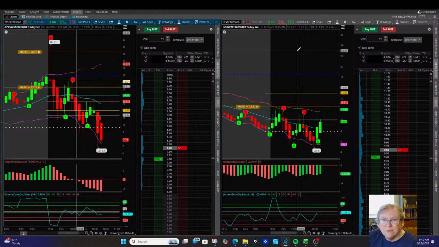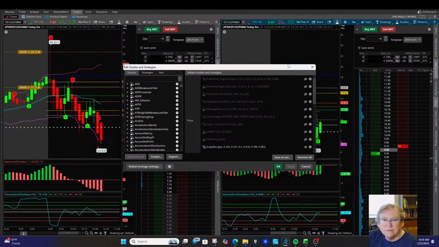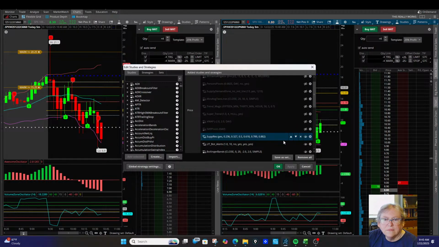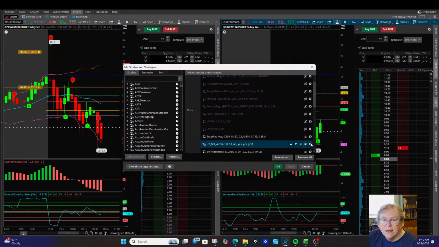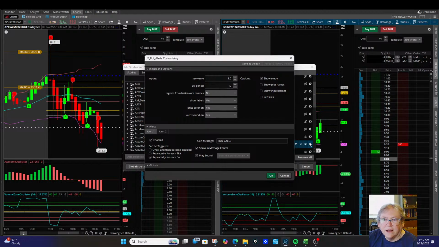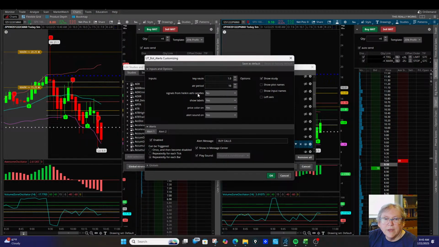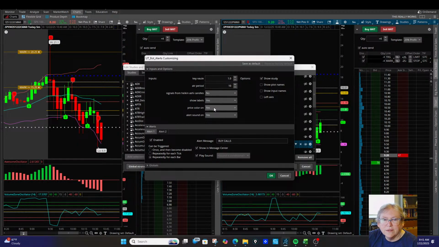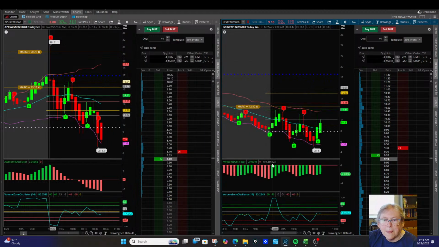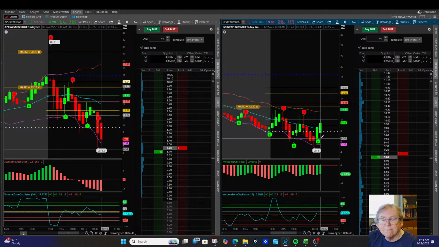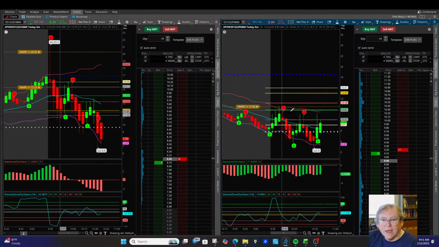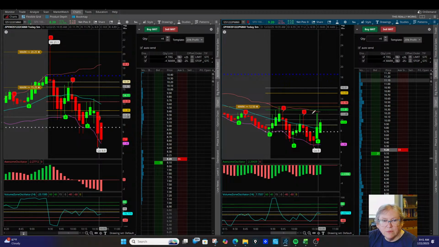I believe since I've been back, I've played around with the UT bot alert settings, and I found that the setting that I like the best is the signals from Heiken-Ashi candles no, show labels yes, price color on yes, alert sound on yes. I also added the Bollinger Bands just to see what was going on here.